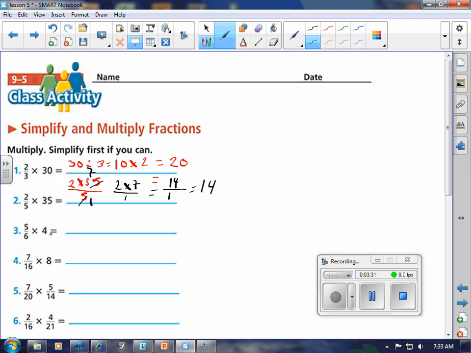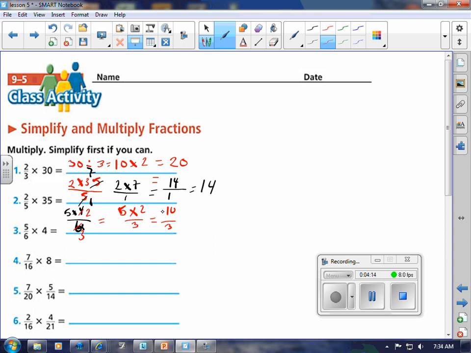5/6 times 4. Okay, it's not going to be easy to take 4 and divide it by 6, right? So what I'm going to do again is go 5 times 4 over 6. I can simplify the 4 and the 6. Cross out, 2 goes into both of them. 2 goes into 4 2 times, into 6 3 times. So then I get 5 times 2 over 3, or 10 over 3. And then I'm just going to leave it like that.